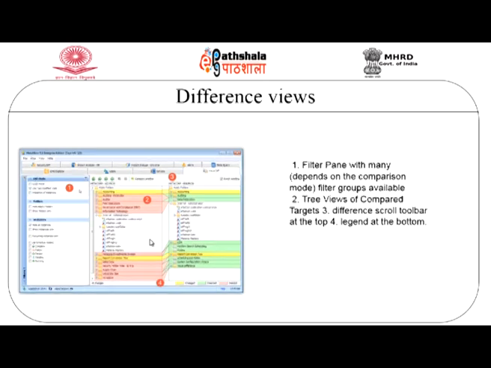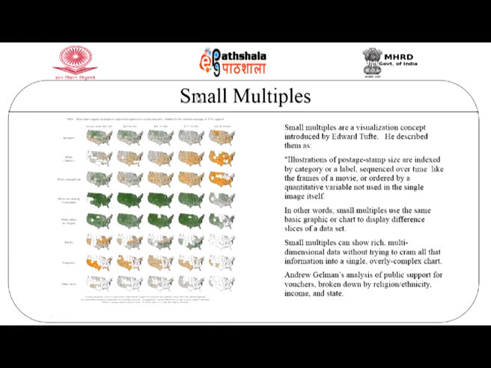The next one is the small multiples technique. Small multiples are a visualization concept introduced by Edward Tufte. He described them as illustrations of postage stamp size that are indexed by category or a label and sequenced over time, like the frames of a movie, ordered by a quantitative variable not used in a single image itself. So we can understand that these are very small, stamp size images that are generated with respect to some time value or some change in the variable value, and which are seen as individual frames.